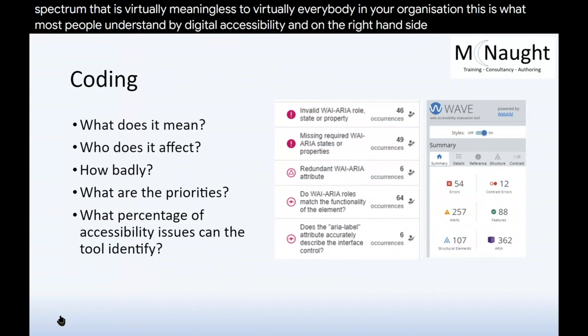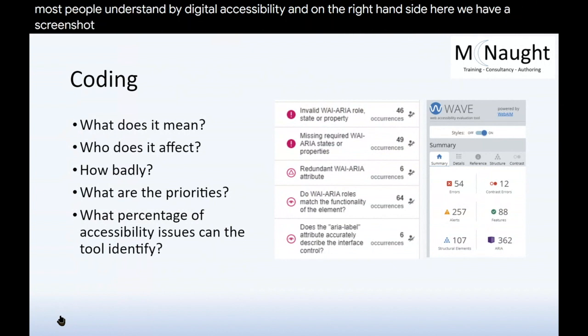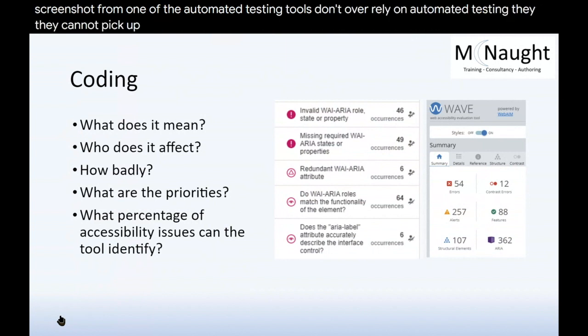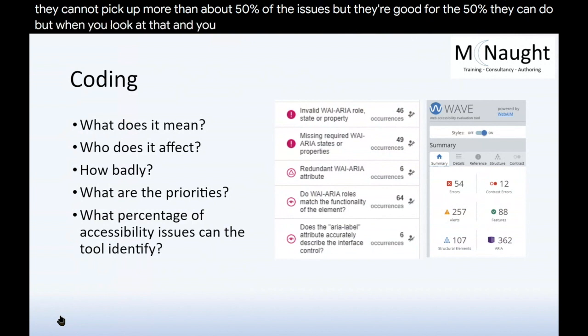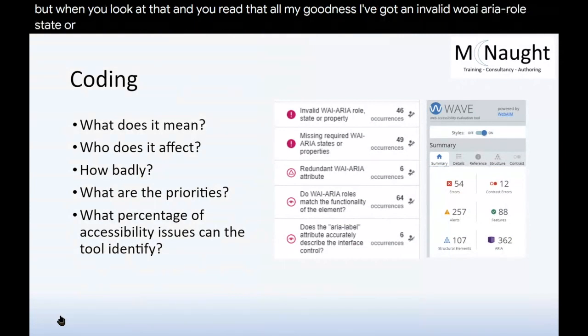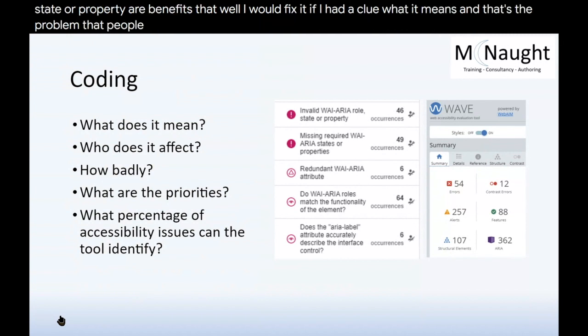And on the right hand side here we have a screenshot from one of the automated testing tools. Don't over rely on automated testing. They cannot pick up more than about 50% of the issues, but they're good for the 50% they can do. But when you look at that and you read down, oh my goodness, I've got an invalid WAI ARIA role, state, or property. I better fix that. Well, I would fix it if I had a clue what it means. And that's the problem, that people think that that's the only understanding, the only touch point of accessibility that you can get involved with.